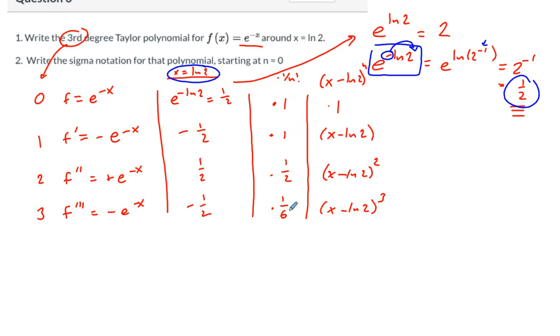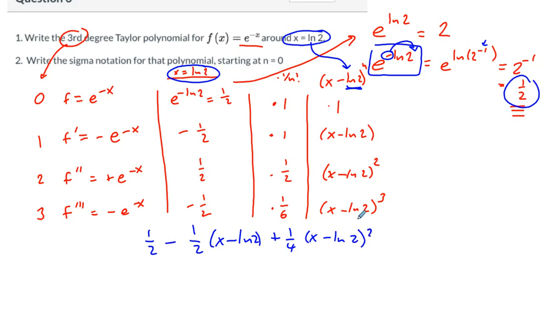Here's our 1 over n factorial, same numbers we've seen. And again, this is being evaluated at a weird natural log of 2 value, but that is x minus the natural log of 2 raised to the powers. If we write these out and just write out the polynomial, we get a 1/2 minus a 1/2 x minus natural log of 2, whoops, there's my 2, a 1/4 x minus natural log of 2 squared, and finally a negative 1/12 x minus natural log of 2 cubed.